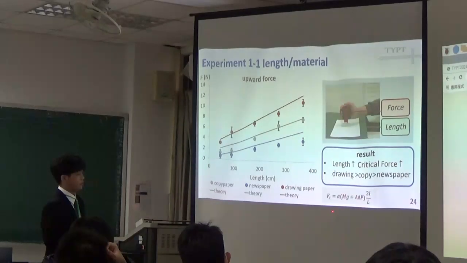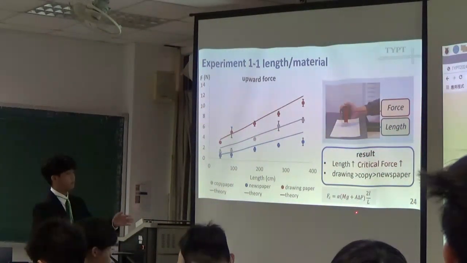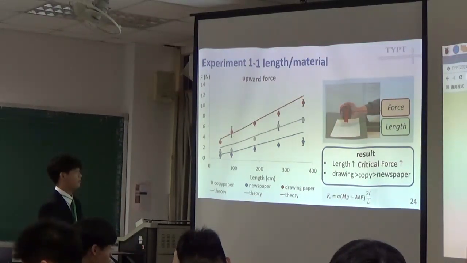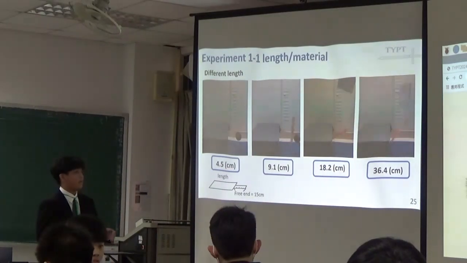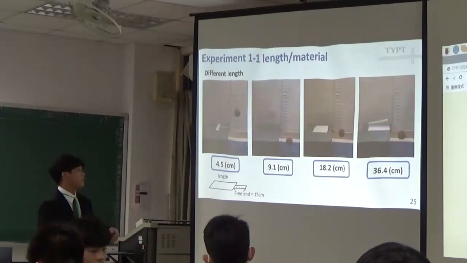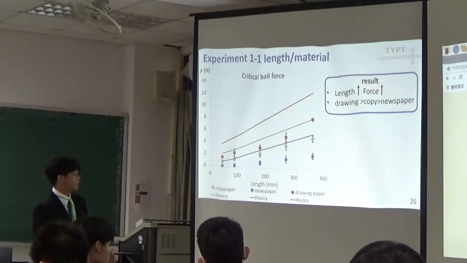And also we can see that the drawing paper requires more force than the other 2 materials, and it is reasonable because in our formula, the mass m of the paper and the area of the paper will also influence the critical force. And then I use the ruler trick setup to measure the critical force with the same paper. Here's the experiment data.